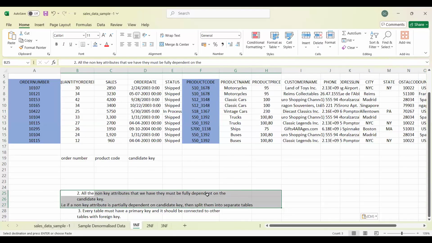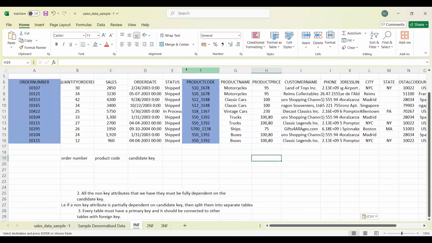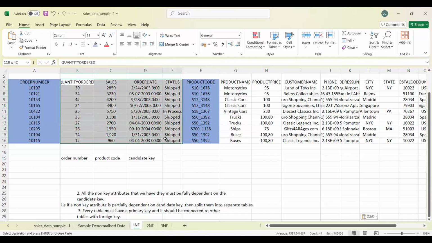What is fully dependent? How to know about it? Let's see now. So I'm saying all non-key attributes, that is non-key columns. If we can see, all our remaining columns are non-key columns only. I didn't define any primary key, foreign key, or candidate key on these columns.